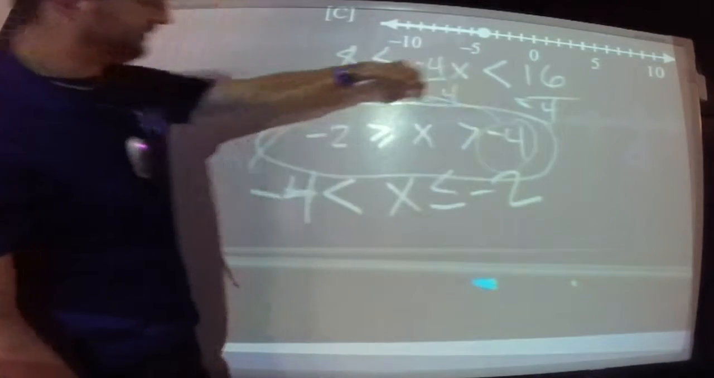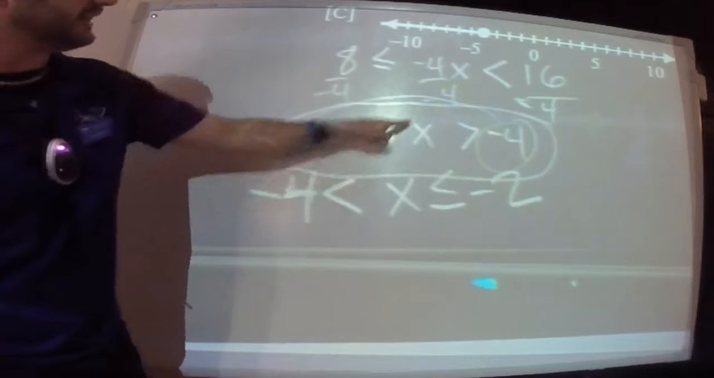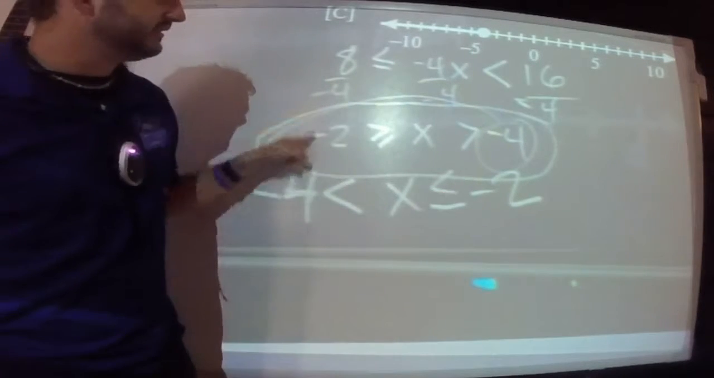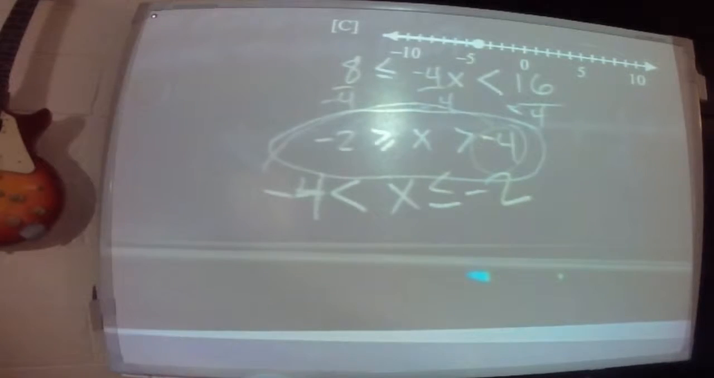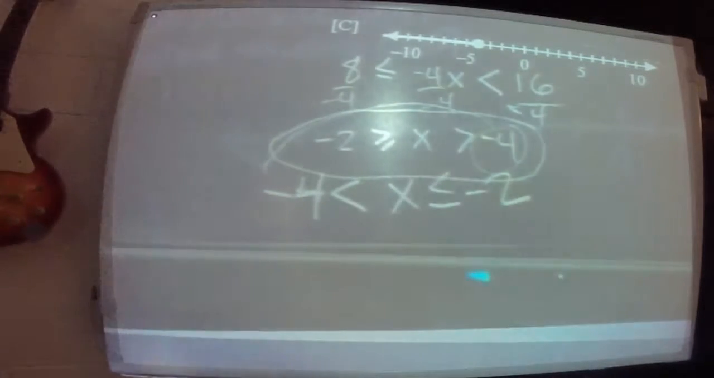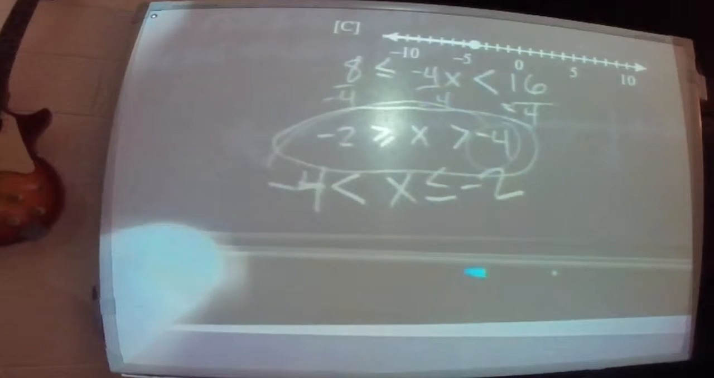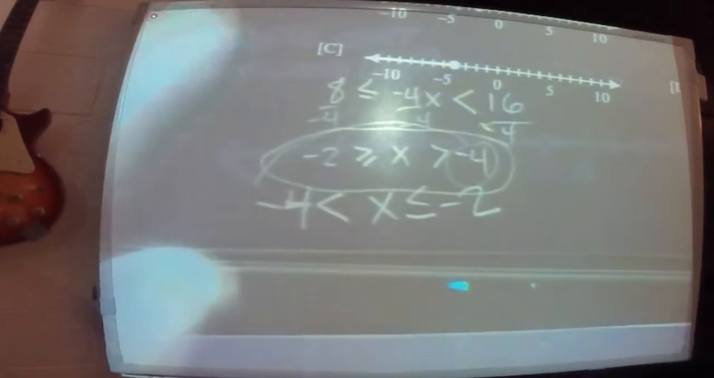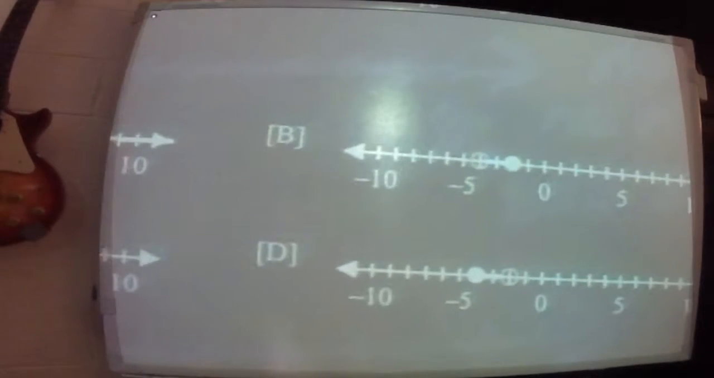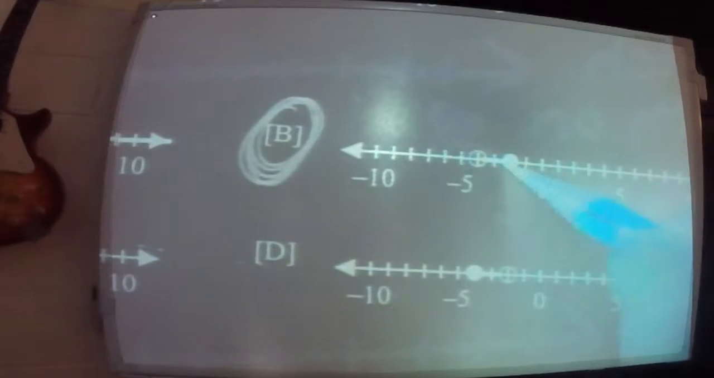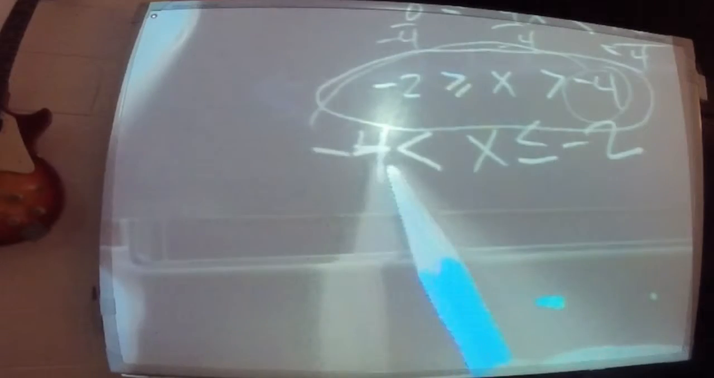So negative 4 is here. This sign comes with it. X is in the middle. This sign, and then negative 2. So you have two connected dots here. Negative 4 and negative 2. Which one is going to be solid? Negative 2. So make sure we have the negative 2 solid. As in negative 4, open. Negative 2, solid.